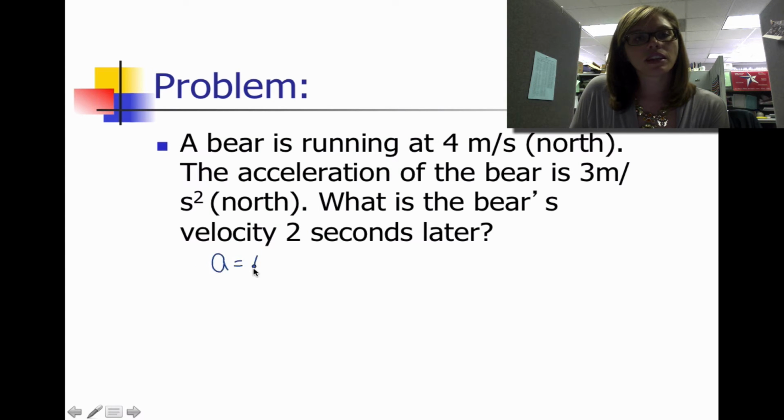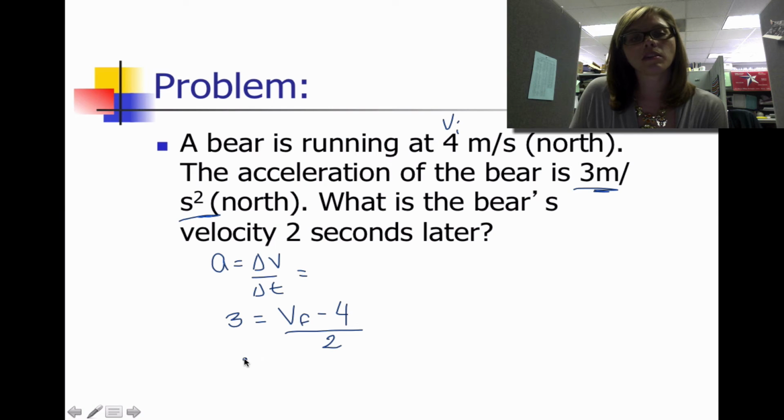So, acceleration is change in velocity over change in time. This is the initial velocity right here. And then we're given the acceleration of the bear, which is 3 meters per second squared. Final velocity minus initial velocity, which is 4, over 2. Then we multiply both sides by 2, so we get 6 is equal to VF minus 4. So the final velocity is 10 meters per second north.